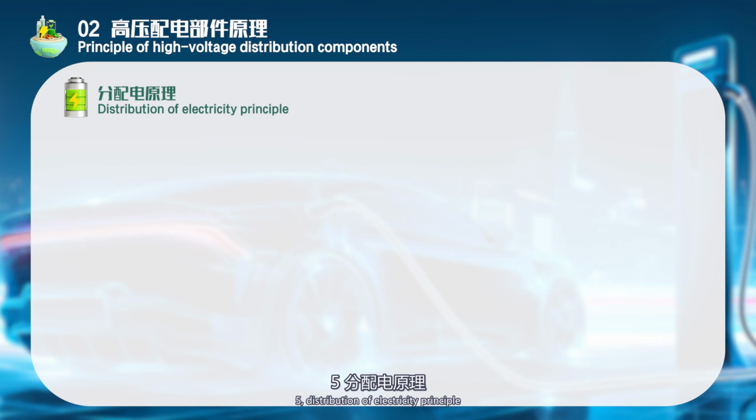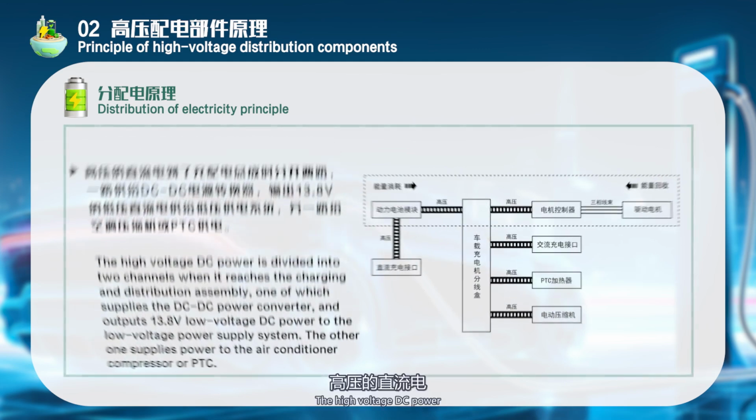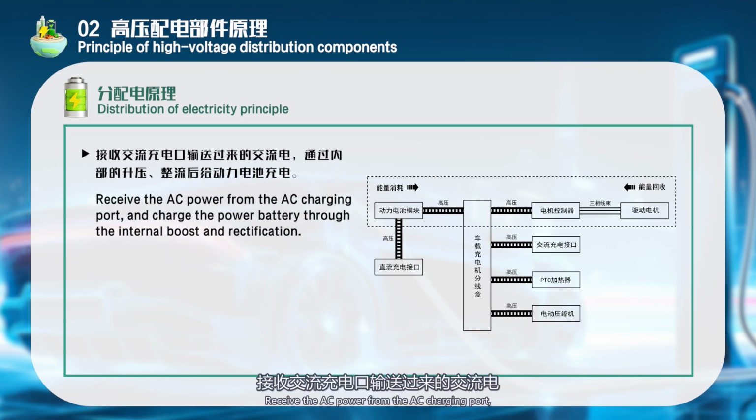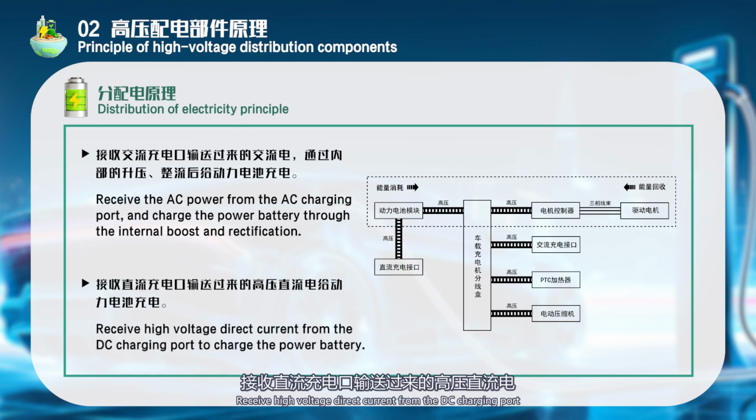5. Distribution of electricity principle. The high-voltage DC power is divided into 2 channels when it reaches the charging and distribution assembly, one of which supplies the DC-DC power converter and outputs 13.8 V low-voltage DC power to the low-voltage power supply system. The other one supplies power to the air conditioner compressor or PTC. It receives the AC power from the AC charging port and charges the power battery through the internal boost and rectification. It receives high-voltage direct current from the DC charging port to charge the power battery.